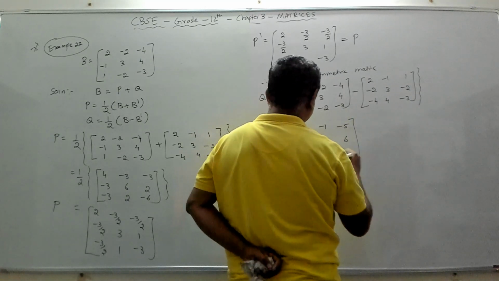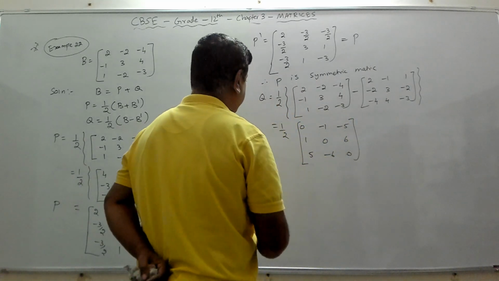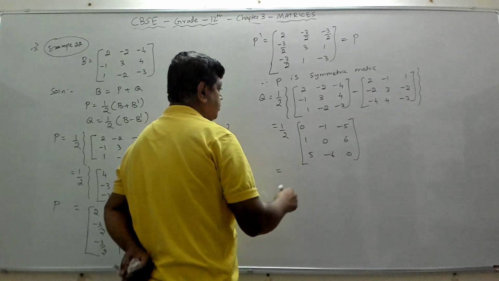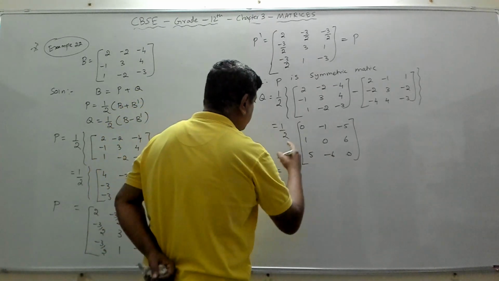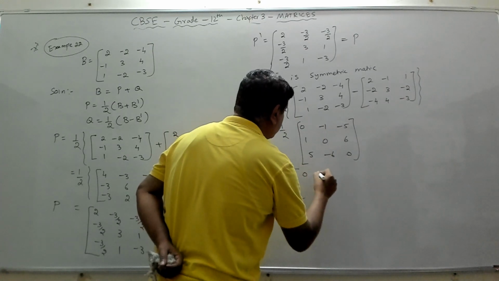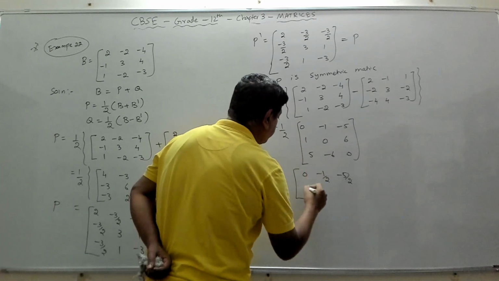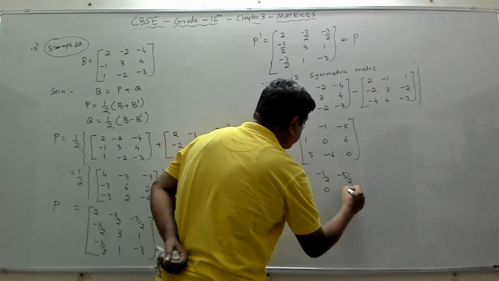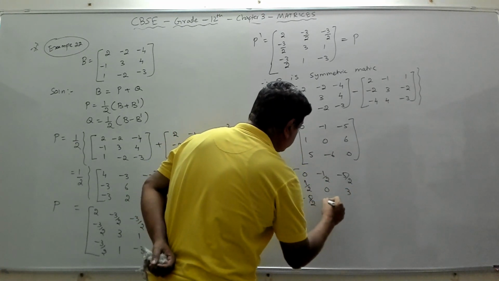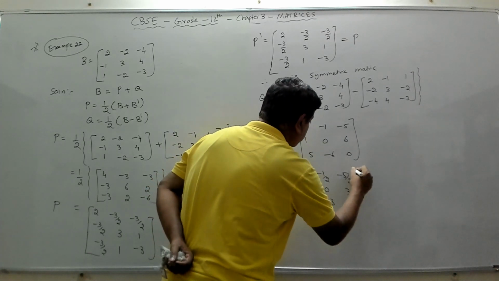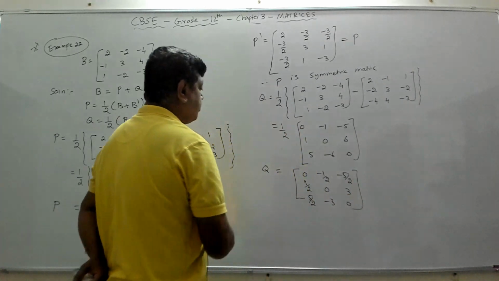Close this. You need not even put this. But if I start dividing them by 2, then you get 0 by 2 is 0, minus 1 by 2, minus 5 by 2, this is 1 by 2, then 0, 6 by 2 is 3, 5 by 2, minus 3, 0. So that is your Q matrix.